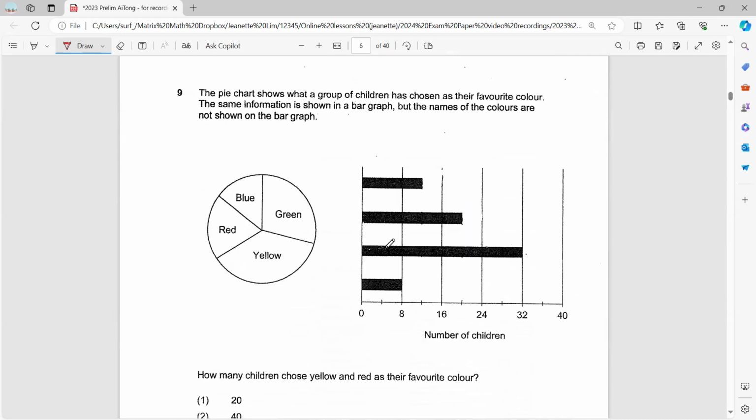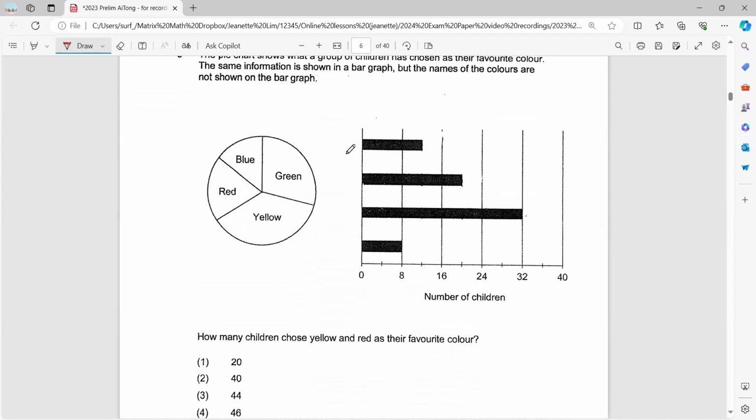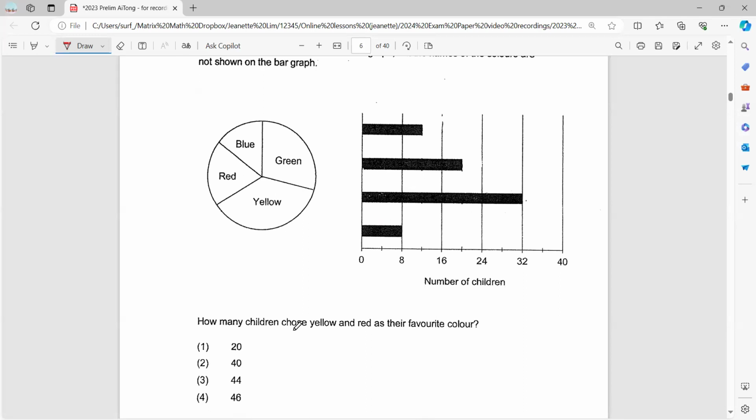Question 9. The pie chart shows what a group of children has chosen as their favorite color. The same information is shown in a bar graph, but the names of the colors are not shown on the bar graph. So you need to figure out which bar represents which color. How many children chose yellow and red as their favorite color?